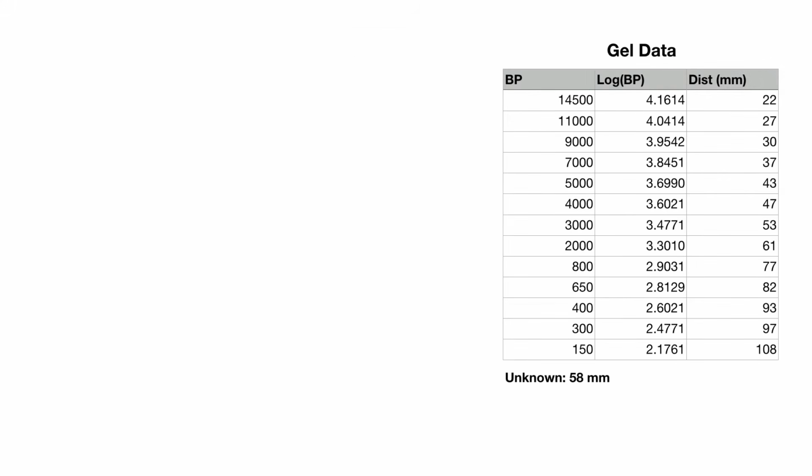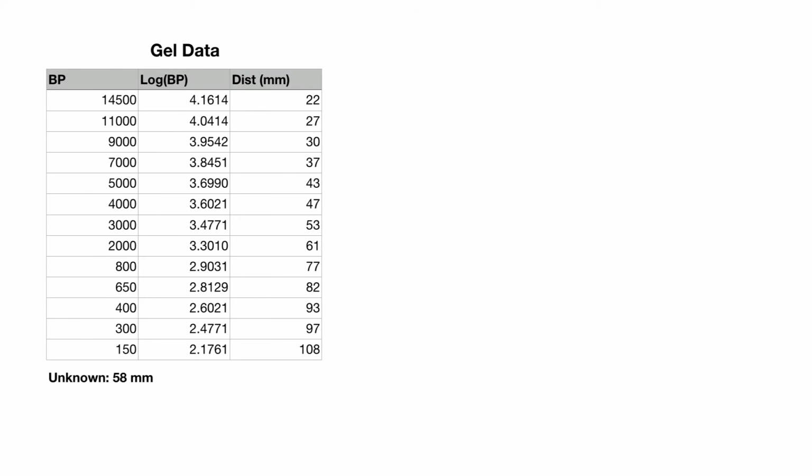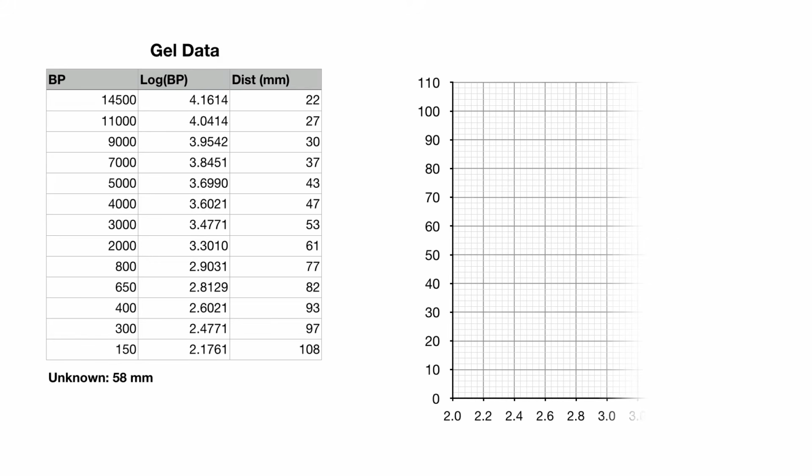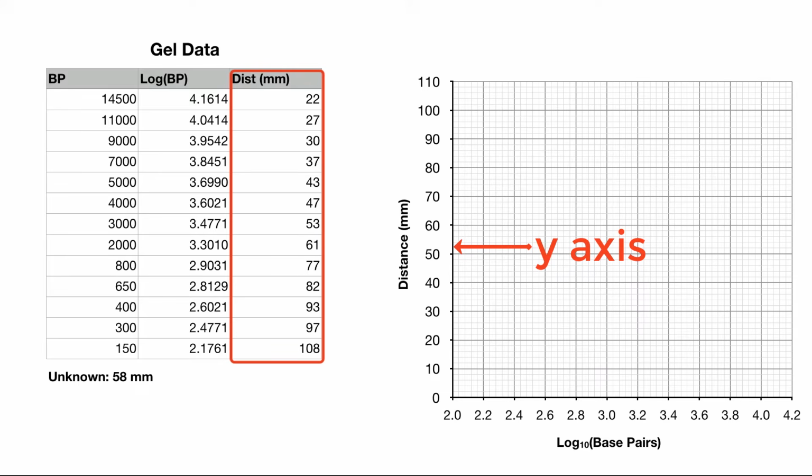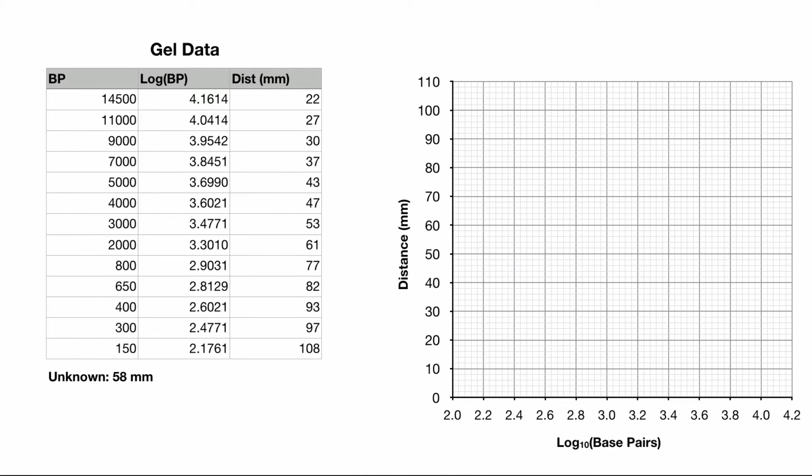Next, we need to plot the graph. Now we want to make the best use of our graph paper. So what I have done here is, on the x-axis I have put the thing that we know, which is the log base pairs, and I've used a range here, so I'm making maximum use of the graph paper. If you look at the log values, they start at 2.1 and go up to 4.1, so I've got a range here of 2 to 4.2. Up the y-axis we put the distance that's been travelled in millimeters, and if again we look at the table, we see that a good range here is from 0 to 110.